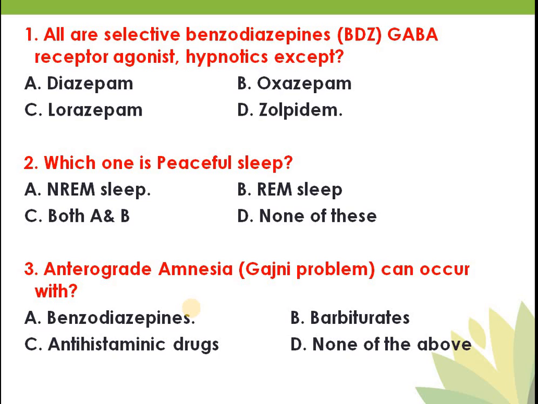For antihistaminic drugs, you just have to remember that the most common adverse effect is sedation. Now, what are the different sleep disorders? Insomnia means lack of sleep. If you are not getting sleep, that is known as insomnia. Then there is another sleep disorder known as narcolepsy. What is narcolepsy? Uncontrolled random sleep attacks.